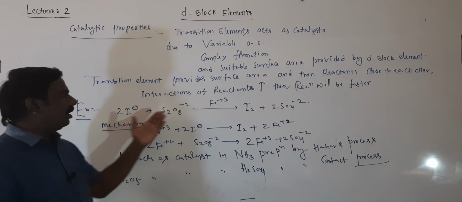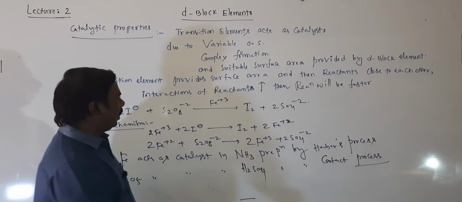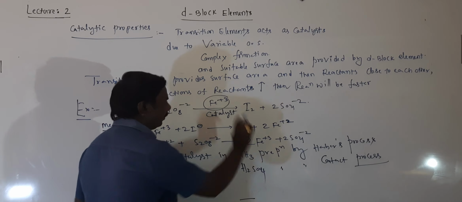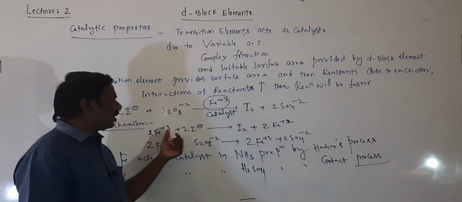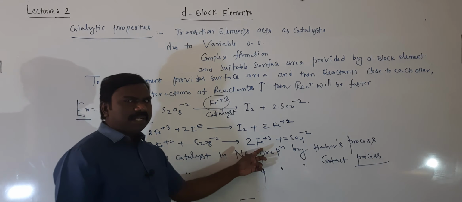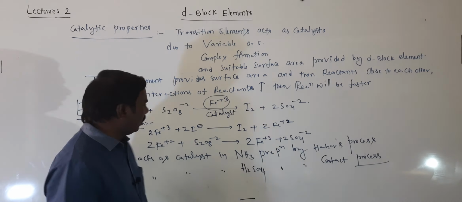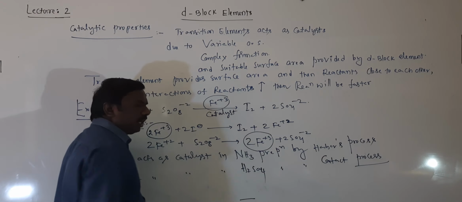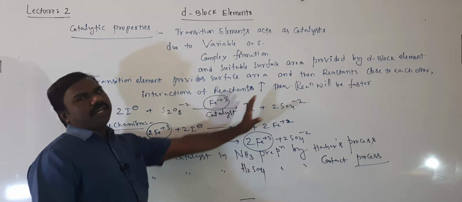Best example, I- is converted into I2, and S2O8 2- is converted into sulfate. In the presence of a catalyst, Fe+3 ion, in the first step it converts I- to I2, itself converted into Fe+2. In the second step, Fe+2 again becomes Fe+3, and S2O8 2- is converted into SO4 2-. Initially we have taken Fe+3, finally also we are getting Fe+3. It means the catalyst is not consumed in the reaction but speeds up the chemical reaction.